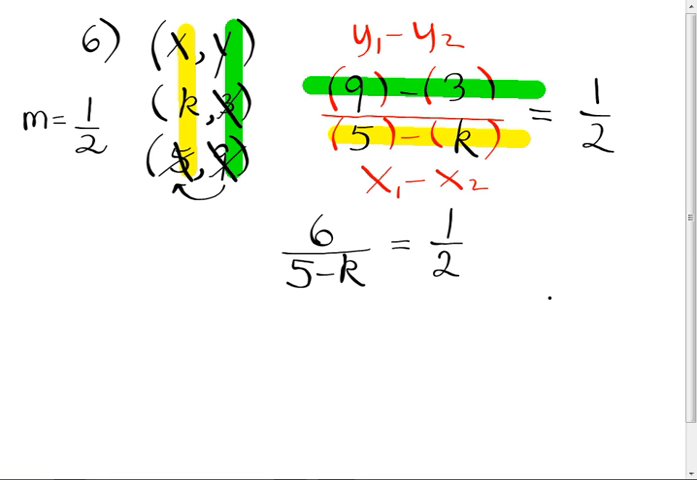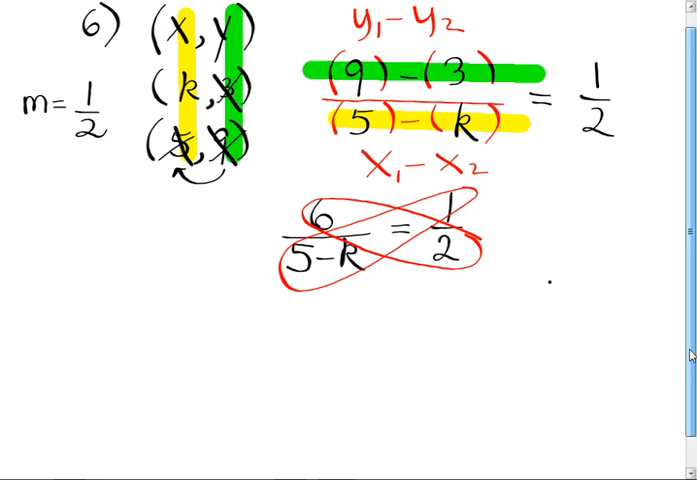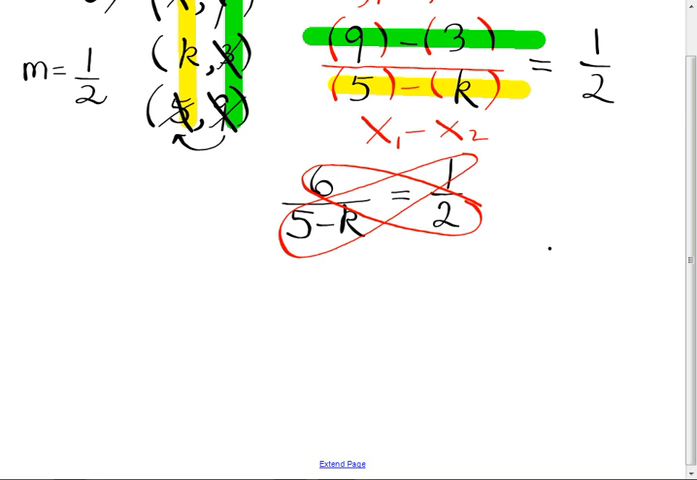Remember how we multiply across like this? We multiply these together, and we multiply those together. What's 6 times 2, Nick? It's 12. 6 times 2 equals, and if I multiply 1 times 5 minus k, is that going to change anything? What's 1 times 5? What's 1 times minus k? Minus k. Multiplying by 1 doesn't change anything. Jake, do you have an answer for me yet?